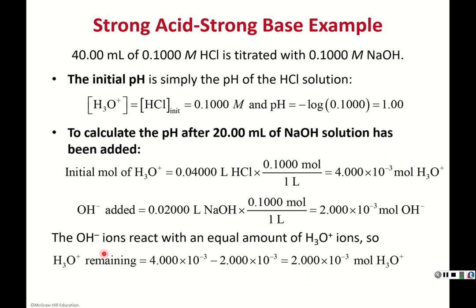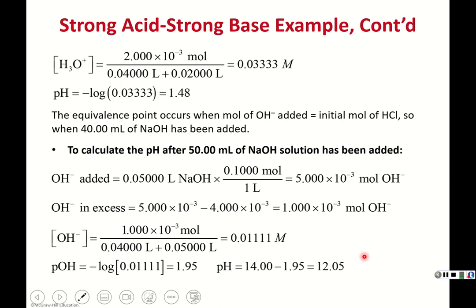Okay, so the OH- ions are going to react with an equal amount of H3O+ ions from our acid. So the amount of acid we have remaining would be the amount we started with, 4.0 times 10 to the minus 3 moles, minus the amount of base we've added, which is 2 times 10 to the minus 3 moles. So we'd be left with half, essentially, 2 times 10 to the minus 3 moles. Then we could use that to calculate a concentration, right?